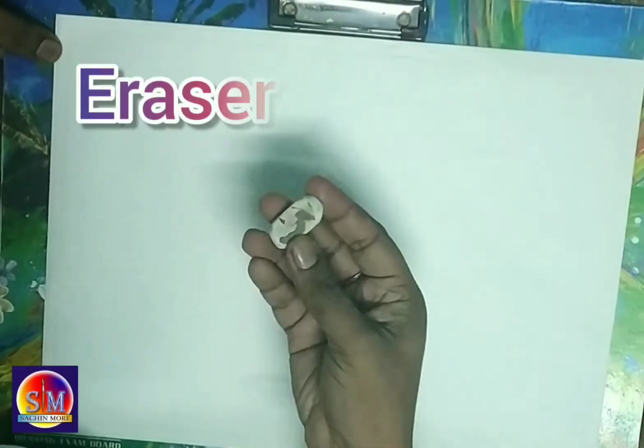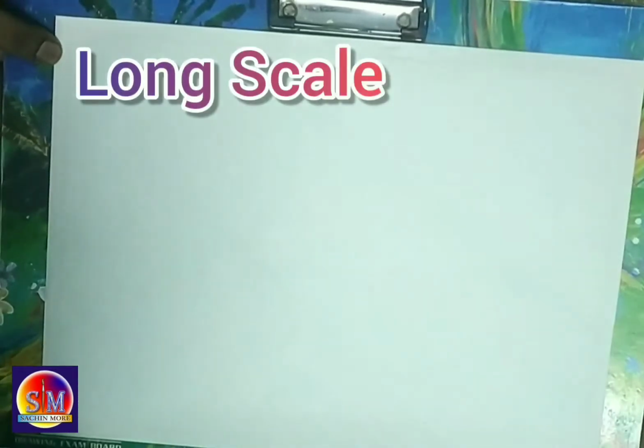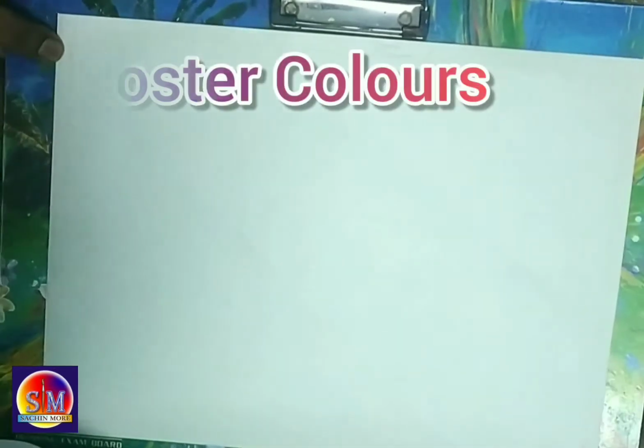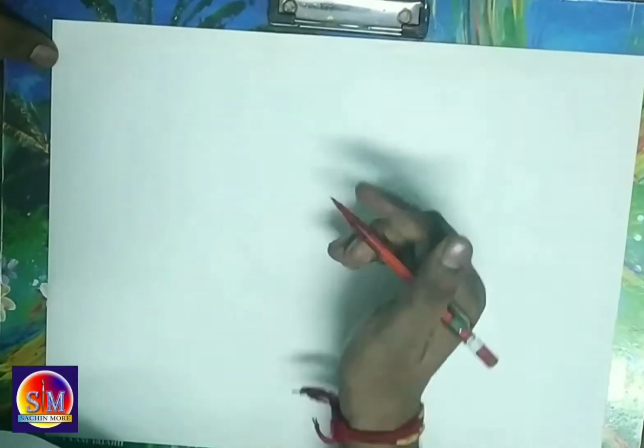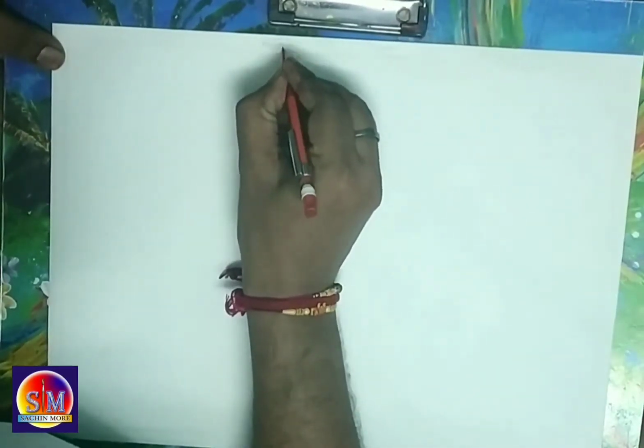Clutch pencil, eraser, long scale, poster colors, brushes, palette, black macro tip pen, geometrical compass rounder, quarter-size drawing paper or a drawing book. First we have to draw a 1 centimeter borderline on the page and write down the heading. On the left corner, write down today's date.